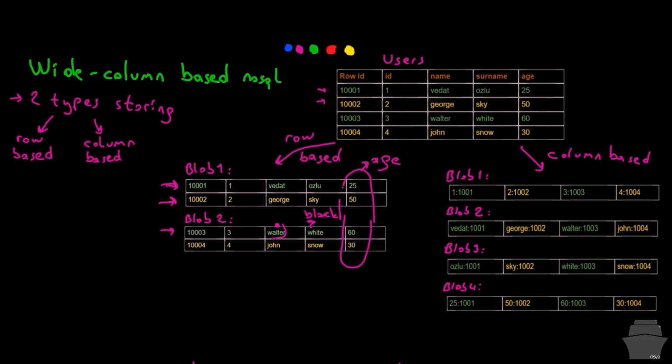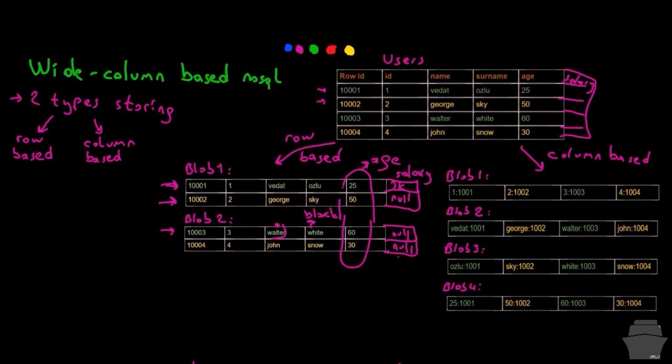So what about adding a new field? Let's say we want to add a new field called salary. If I want to add a value into the salary field for a specific user, let's say for Vedat, I also should add a default value for the other users as well. Even if the other users have null value, they will still occupy space in the blobs. So that is row-based. Let's look at column-based.